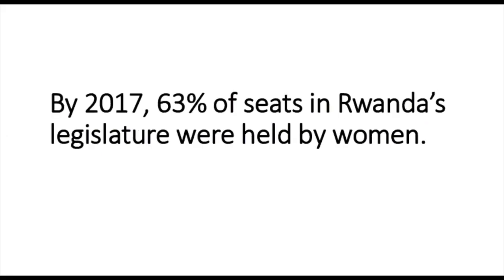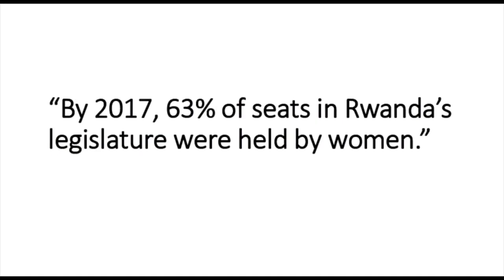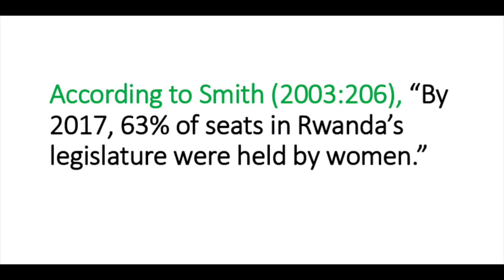Okay? So we're back to our start here. By 2017, 63% of seats in Rwanda's legislature were held by a woman. What happens if I do this? Now I've changed the game because now I've made it a quote. I am quoting. This is verbatim taken from Smith. So now what do I need to do to show that this is not me, Dr. Maiden, saying this, this is Smith saying this? So you can do it, you can tag it at the front, according to Smith, 2003, and now we do need a page number because we are citing them, we are quoting Smith as saying by 2017, blah, blah, blah.